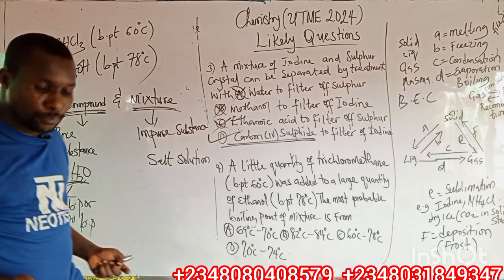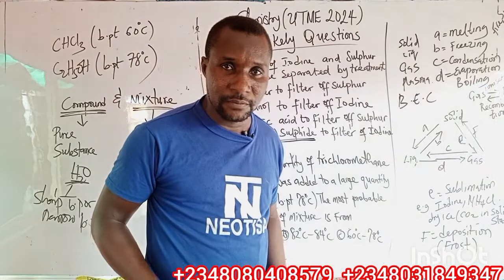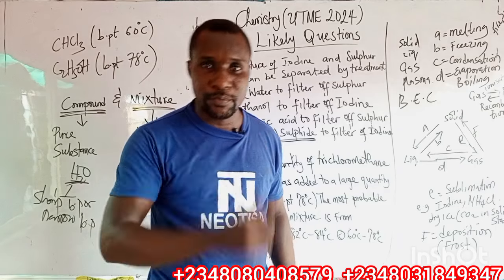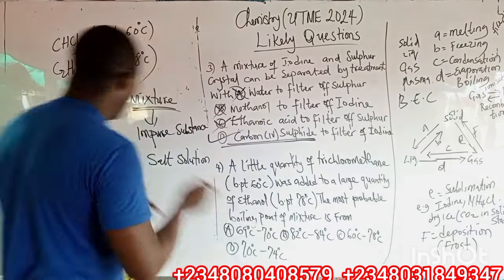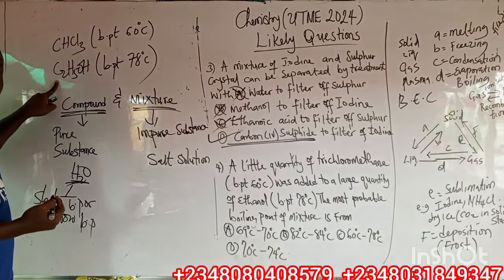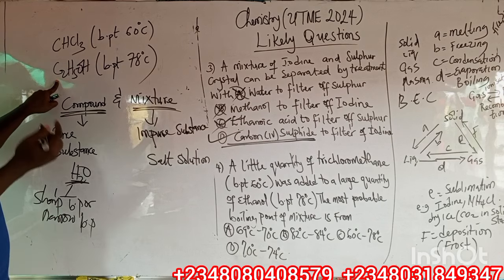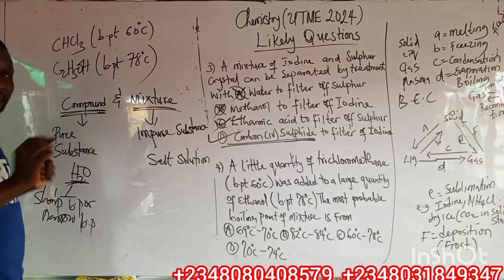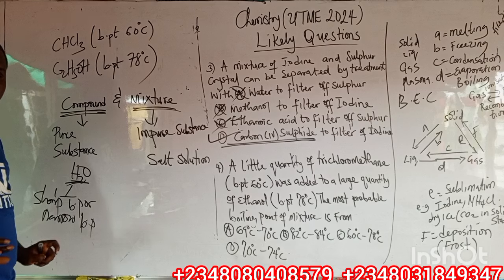That's why if they ask what is the boiling point of water, 100 degrees, because it's a compound, it has a sharp boiling point. Another compound, we have ethanol. It's a compound, it's a pure substance. What is the boiling point of ethanol? 78 degrees C, very sharp, narrow, exact, 78 degrees C.